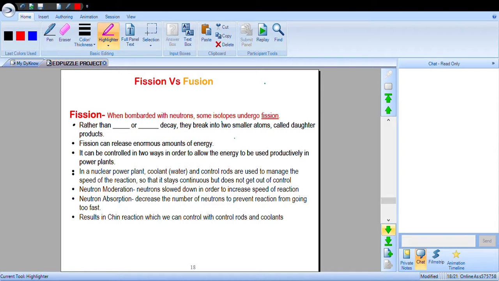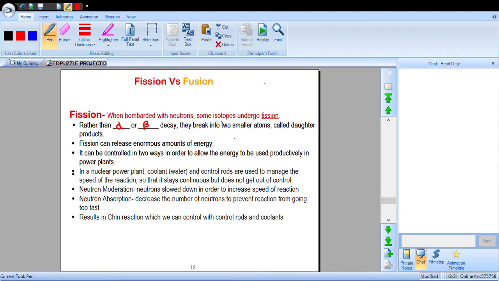Moving on to target 4, fission versus fusion. When bombarded with neutrons, some isotopes undergo fission. Rather than alpha or beta decay, they break into 2 smaller atoms called daughter products. Fission can release enormous amounts of energy. It can be controlled in 2 ways in order to allow the energy to be used productively in power plants.